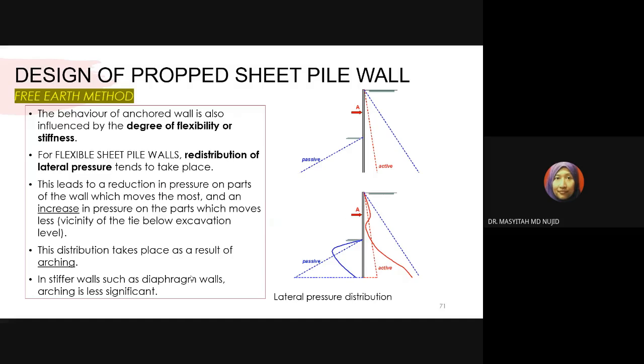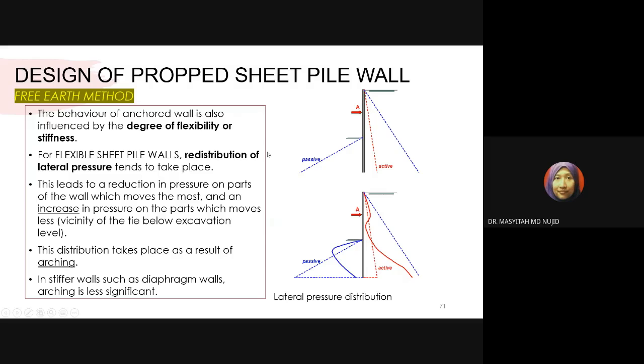Again, this is the influence of stiffness and the degree of flexibility. For flexible sheet pile walls, redistribution of lateral pressure tends to take place. This leads to a reduction in pressure on parts of the wall which move the most and an increase in pressure on the parts which move less. This redistribution takes place as a result of arching. For stiffer walls such as diaphragm walls, arching is less significant.